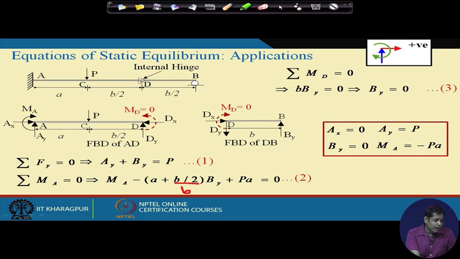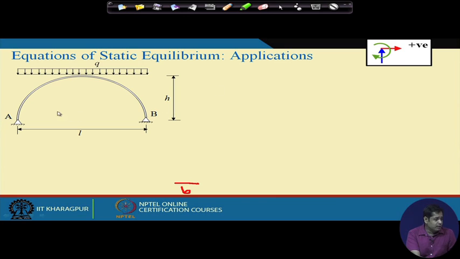Now by providing a hinge, the structure becomes a determinate structure, statically determinate structure, right. It means all the unknowns we have in these equations can be determined from the equilibrium equations, okay. Let us take one more example. Now this is an arch, and this is a hinge support, and this is also a hinge support here. Let us find out the support reactions at A and B.